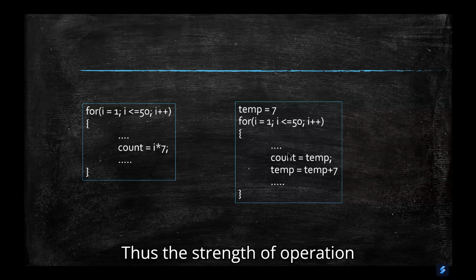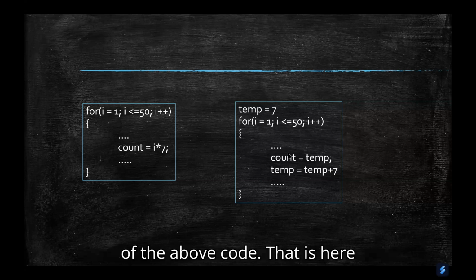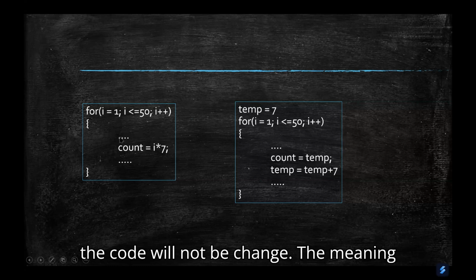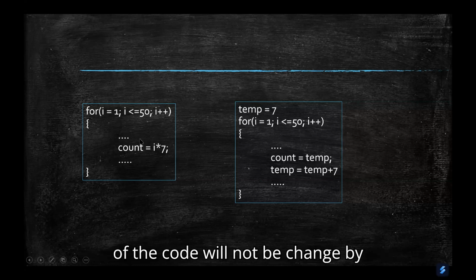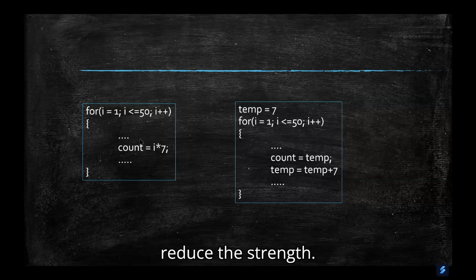Thus, the strength of the operation is reduced without changing the meaning of the above code. That is, here the code will not be changed. The meaning of the code will not be changed by replacing the multiplication with the plus. Like that, we have to reduce the strength.